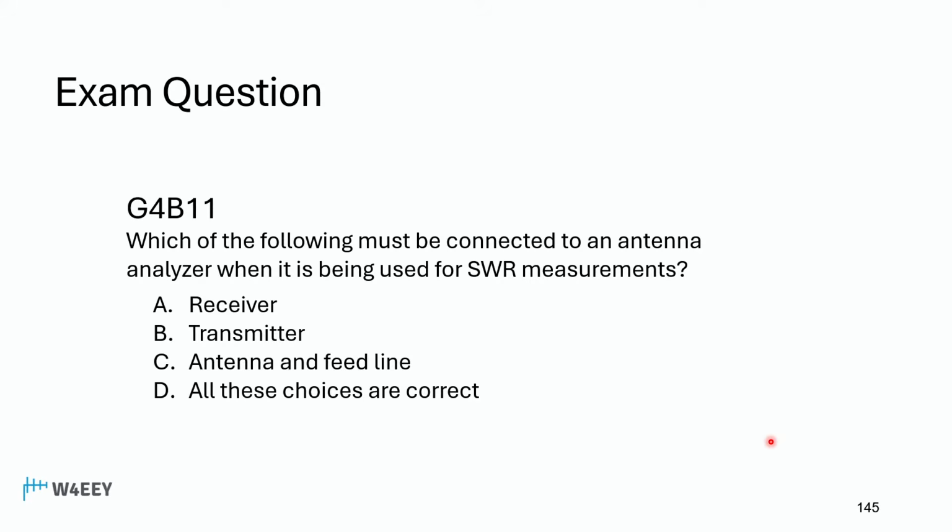Okay, which of the following must be connected to an antenna analyzer when it is being used for SWR measurement? In other words, how do you hook it up? Delta? Well, no. Charlie, yeah, you want to connect it to your antenna and feed line so that you can tell what your antenna and feed line are doing. So you don't want to connect it to your transmitter, you'll blow it up, and it won't do you any good on a receiver at all.